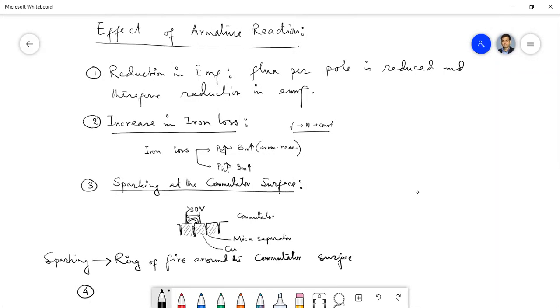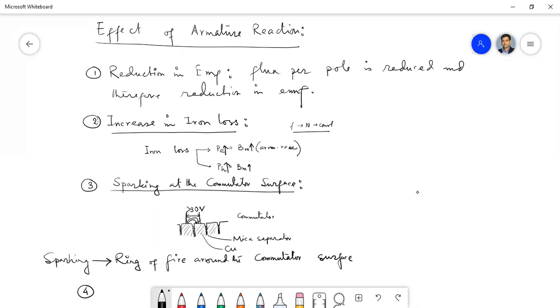So that is the fourth point which I have not written here. That is the problem in commutation or the delayed commutation. That is another point. Another point is the sparking. Sparking can also be due to this delayed commutation, and sparking can be there also due to this increase in voltage. So there are two reasons for which the sparking may occur.